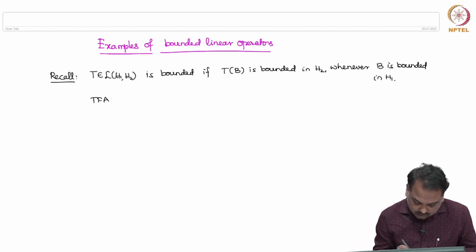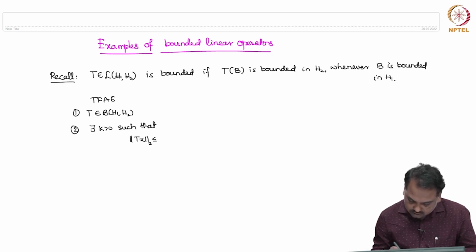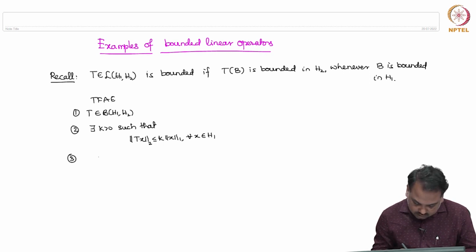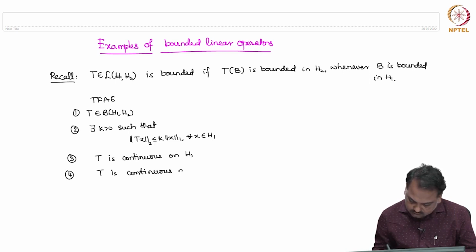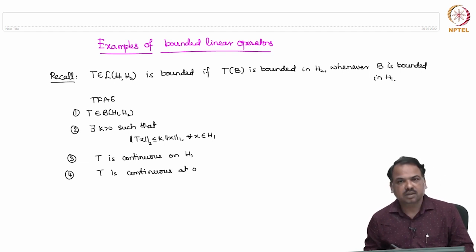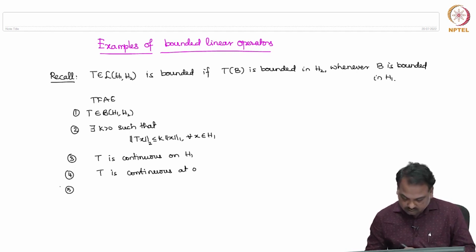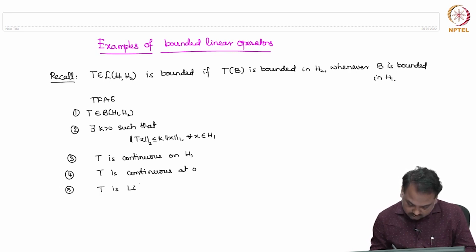So the following are equivalent. The first one is T is bounded. The second: there exists some constant K such that norm Tx in the space H2 is less than or equal to K times norm x for every x in H1. And the third condition is T is continuous on H1, and that is equivalent to saying that T is continuous at 0. We can take any arbitrary x, and also say that T is continuous at x. And the fifth one is T is Lipschitz continuous.